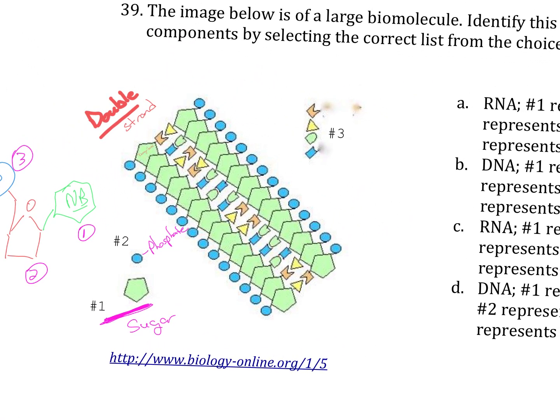Nitrogenous bases. In DNA, what could they be? A, T, G, or C. There are 4 different bases. If this were RNA, if it was one single strand, not a helix, and had ribose instead of deoxyribose, then this would be A, U, G, and C. But in both RNA and DNA, you have 4 different possibilities.